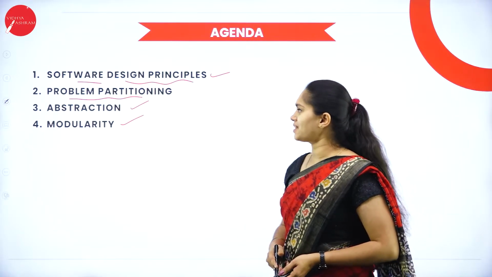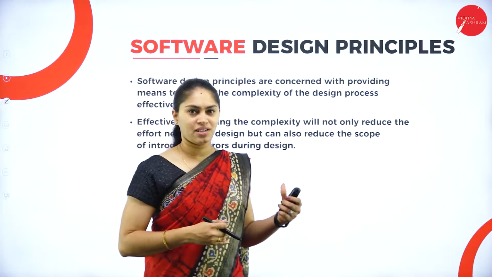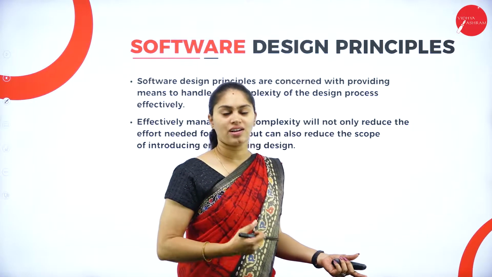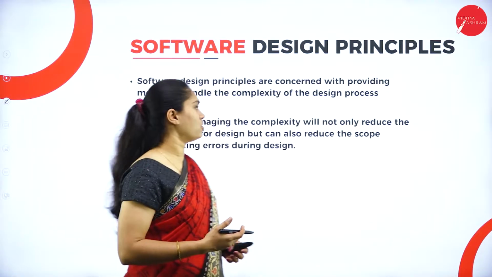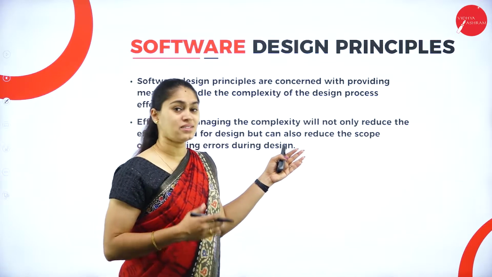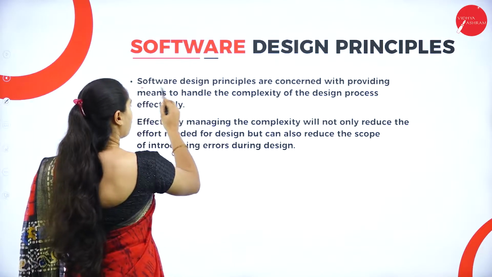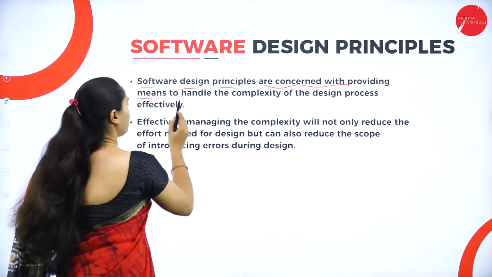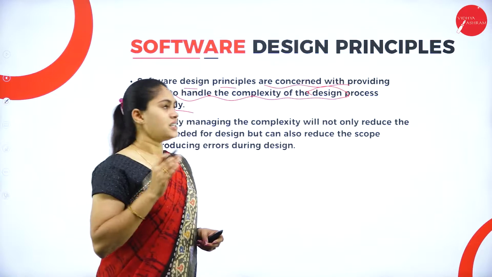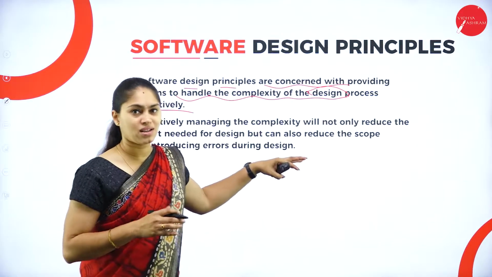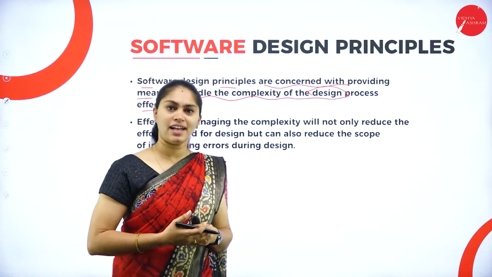Let me get into the first topic, that is software design principle. As I discussed earlier, first analysis has been done, and that needs to be converted into some architecture or structured representation of the analyzed requirement. For that reason, we have this software design principle. Then how will it be helpful, for what reason do we have to use it, you will see here. Software design principles are concerned with providing means to handle the complexity of a design process effectively. So this software design principle will help us to handle the complexity when we are designing any software.